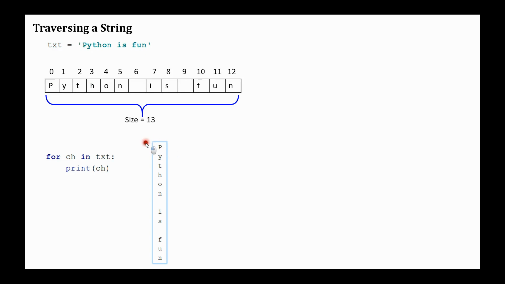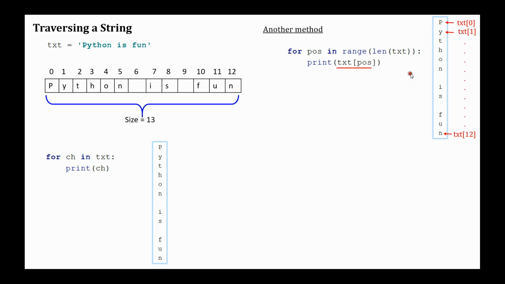If we want to know the value as well as the position in the string, there is another method we can use. We can use the range method. So len(txt) here returns 13, and this length of the string effectively puts 13 into range. For position in range 13, position is going to go from 0 to 12. So we use this notation txt[position]. Effectively, this will also print all the characters in a string like this.